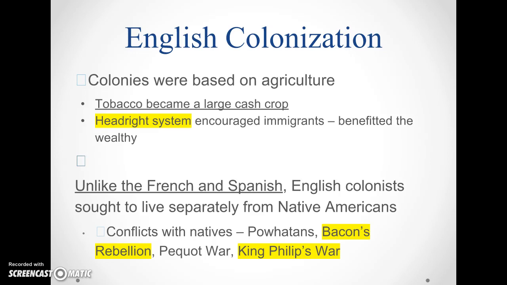All right, but some of the conflicts that we're going to study are listed on the screen. The Powhatans, if you're not familiar with them, you are probably familiar with them without even really realizing it. That is the tribe that Pocahontas was a part of. And so, yes, Pocahontas was a real person, even though the movie was not accurate. But we'll talk about that a bit later.